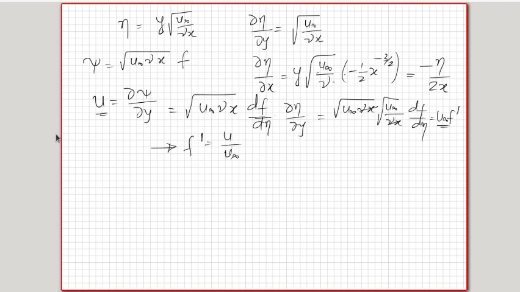let's get V. V is minus del psi by del x is equal to, now if I have to take the derivative, okay, there are two functions of x here. This is also a function of x, this is also a function of x. So there will be a product rule that will apply. So it will be a minus sign. Let me take it inside the bracket. So it will be f multiplied by square root of u infinity nu, and this is half x to the power of minus half.